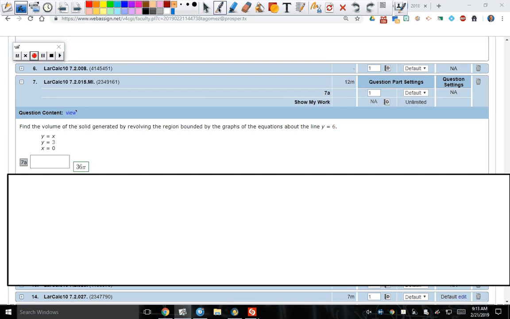Okay, number 7 says find the volume of the solid generated by revolving the region bounded by the graphs around y is equal to 6. So this is different. This is not just an axis of y is equal to 0 or x is equal to 0.